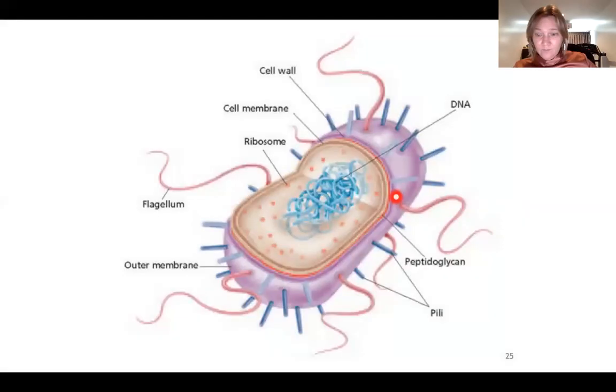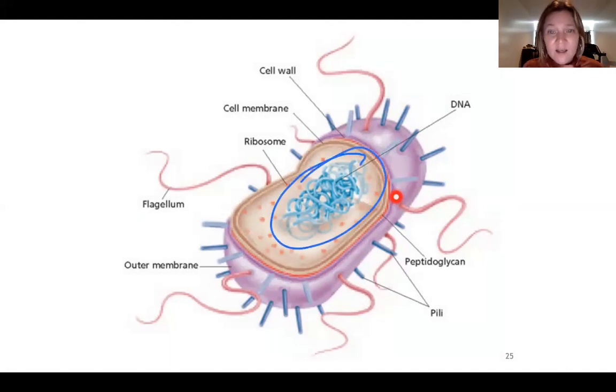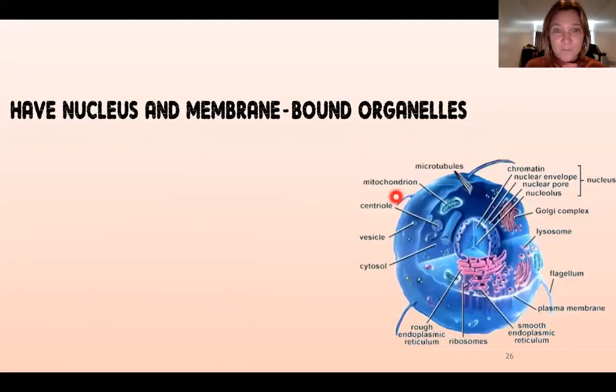Okay. So this, sorry, my laser dot won't go away. But this is an example of a prokaryote. This is what we call the nucleoid. So you see that the DNA is concentrated in the center, but there's no membrane surrounding it. It's just kind of floating in the middle of the cell.